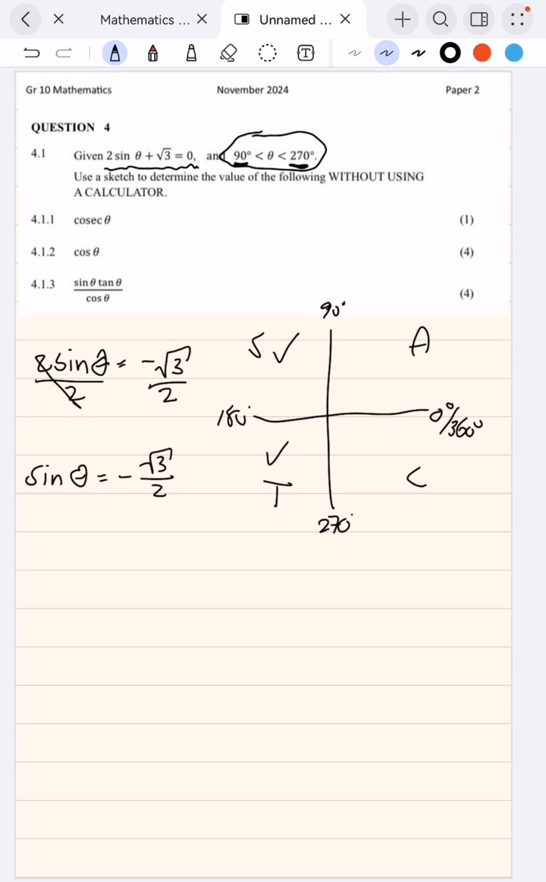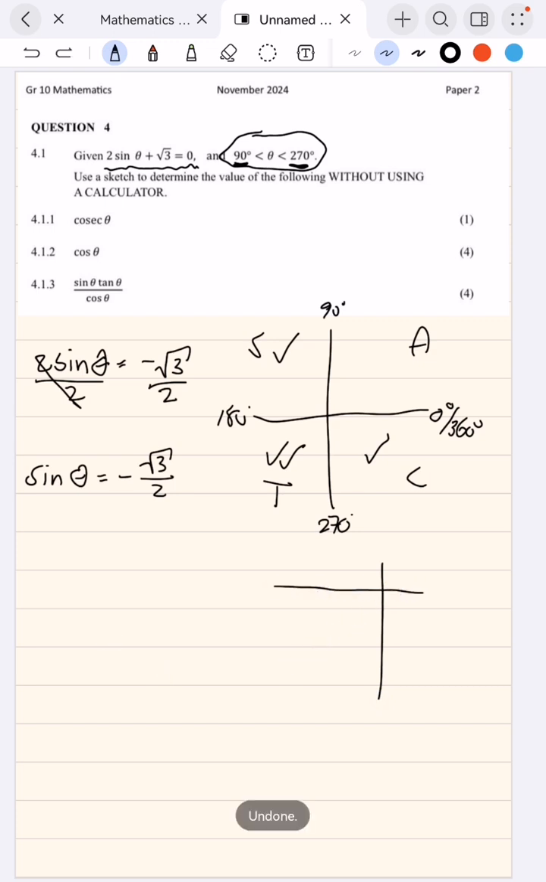So the only thing that I'm interested in now is the fact that I'm dealing with sine and I have a negative, sine negative. So back at my CAST diagram, I'm going to think which of these quadrants has sine as negative. So the third quadrant and the fourth quadrant have sine as negative. So when I look at my equation and I look at my restriction, the quadrant that satisfies both of those is the one that's got the 2 ticks there, my third quadrant. So now I'm going to just draw my third quadrant over here.